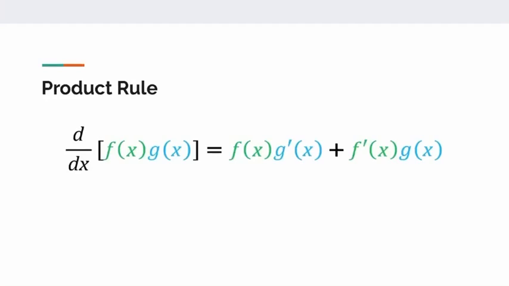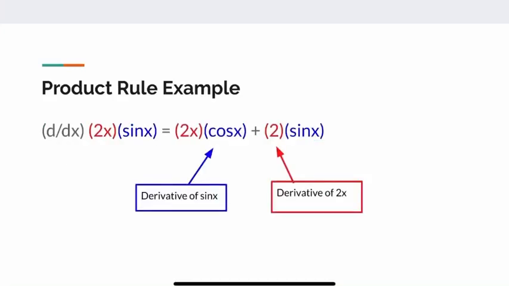For the product rule, the derivative of f of x times g of x is f of x times the derivative of g of x plus the derivative of f of x times g of x. Our example here is the derivative of 2x times sine x. You leave the first equation, 2x, alone, and you take the derivative of the second one, cosine x, and you multiply those together. And then you add the other part, which is taking the derivative of the first equation and leaving the second one alone, which is 2 times sine x.